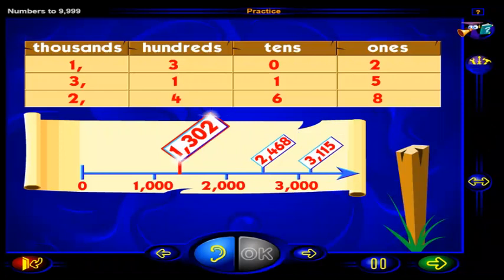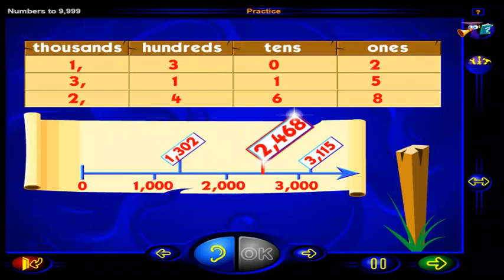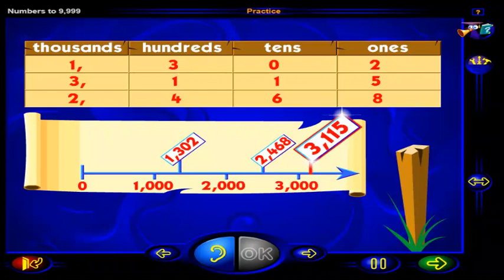1,302 is between 1,000 and 2,000. So it goes about here on the number line. 2,468 goes about here, between 2,000 and 3,000. 3,115 is greater than 3,000. So it goes about here on this number line.